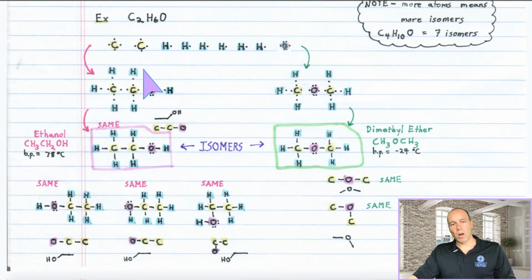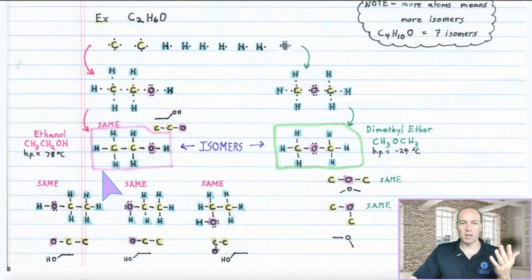Now, when you draw a Lewis structure, don't get fooled into thinking there are more isomers. Suppose this Lewis structure had been drawn that way. Okay, is this a different isomer of that? Are these different molecules? Well, no. If you take this molecule and you flip it over, you get that one. These are the same.